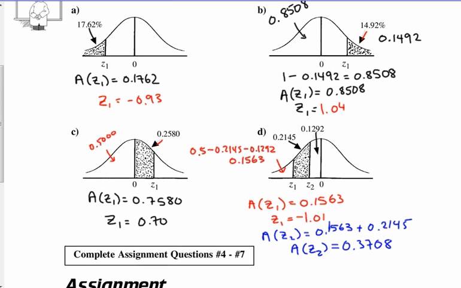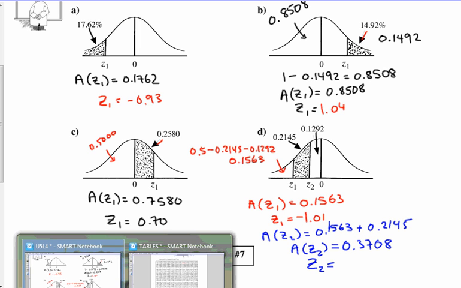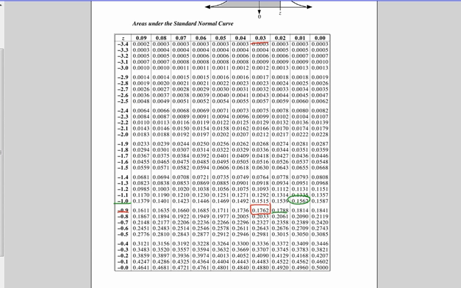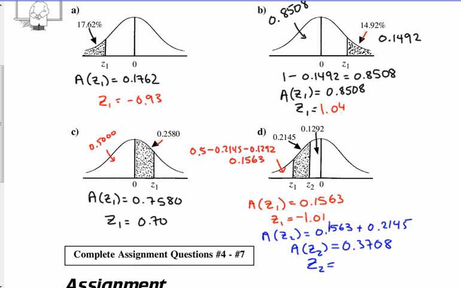So now that we know the area left of Z2, we can use our chart and look it up, 0.3708. 0.3707 is the closest to 0.3708, which would be negative 0.33. So writing that in, Z2 then had to be negative 0.33. And there's Z1. Okay, so that's the end of this lesson. The homework for here is 4 to 7.